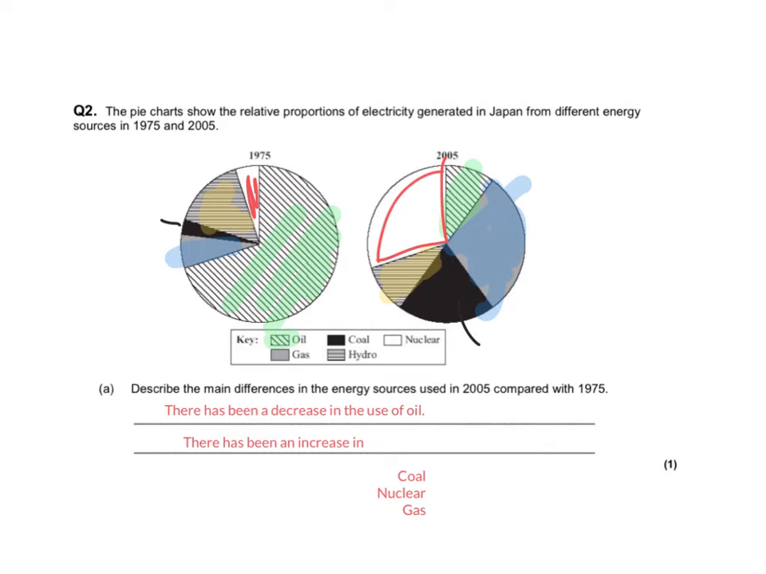Now, your answer must include there's been a decrease in the use of oil, so you must have oil in, and it must have an increase in one of the others. So to have those marks, you must have a decrease in oil and then an increase in either coal, nuclear or gas. And that will get you the mark for that question.